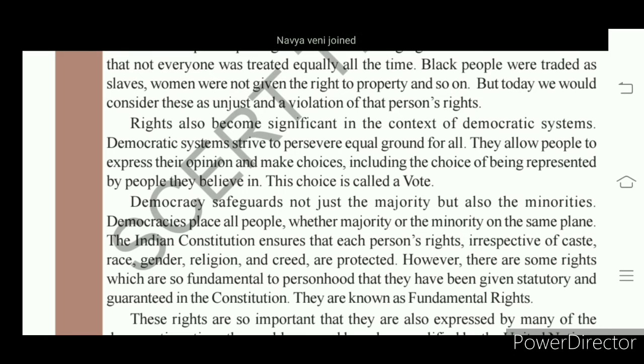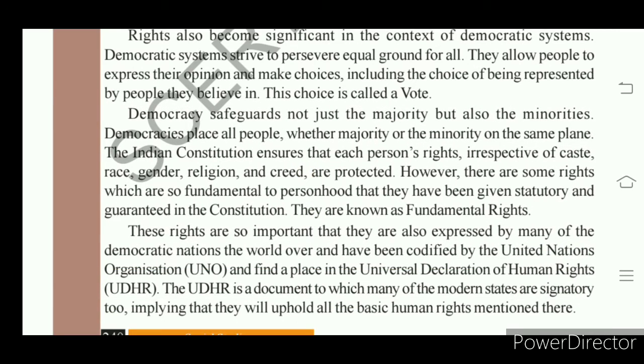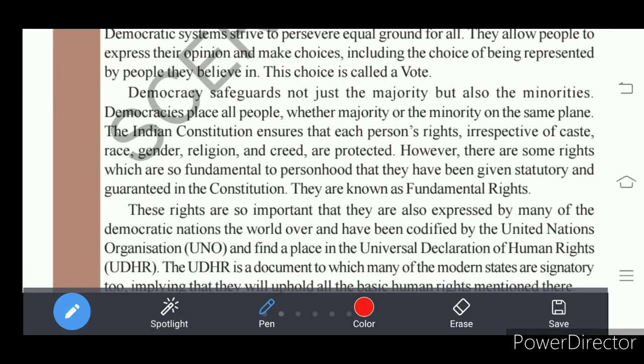Our Indian constitution ensures that each person's rights are protected. The Indian constitution guarantees every individual the ability to enjoy his rights, right?